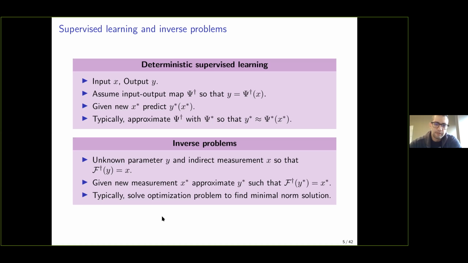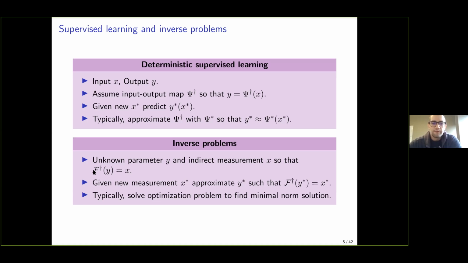In the inverse problem literature, the goal is similar, but a little bit different in that you have some unknown parameter now, which would be y, and then you have indirect measurements of this parameter, which is x. The notation is not standard here. Typically in inverse problems, y is the data. I'm using this flipped notation to be consistent with machine learning.